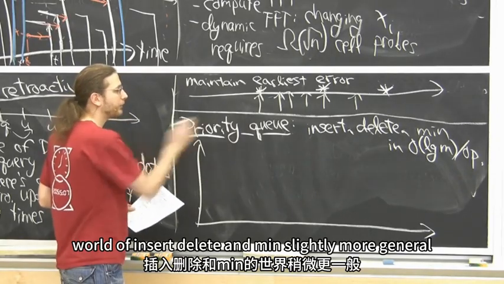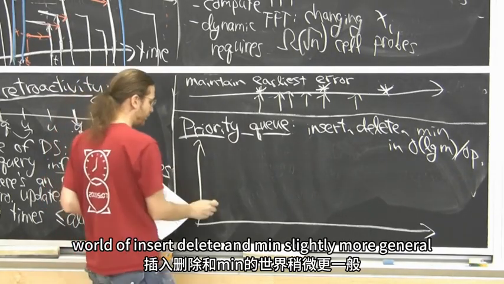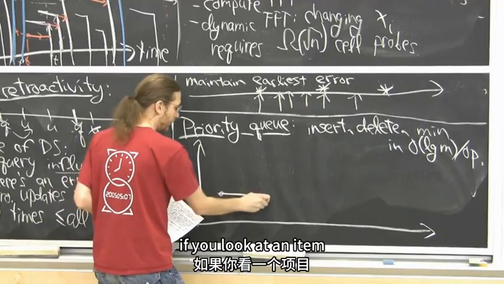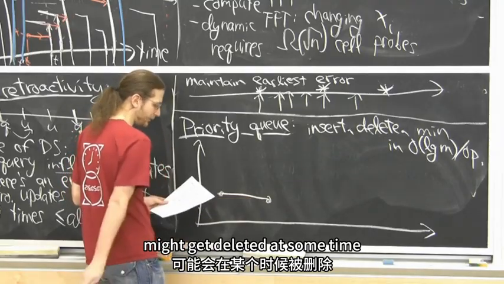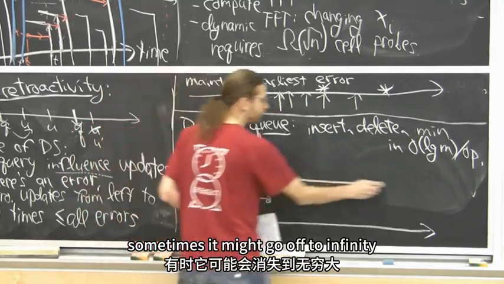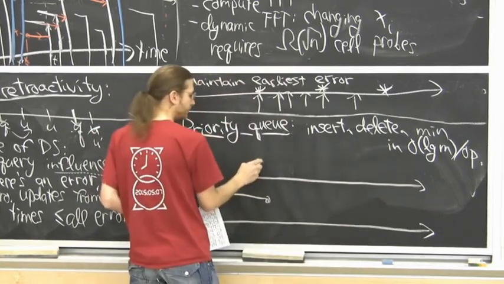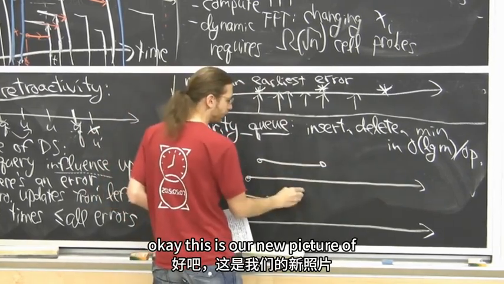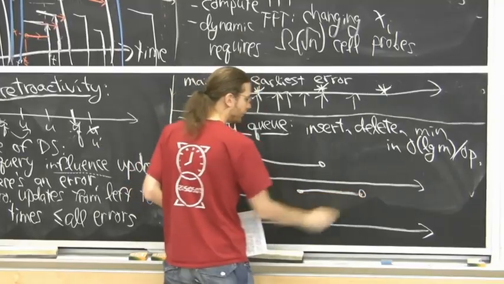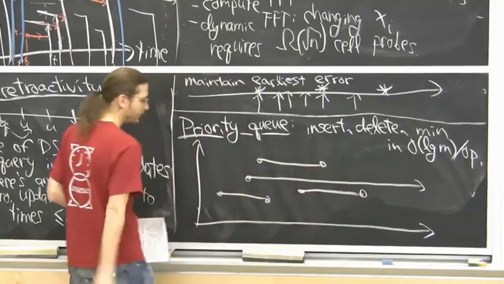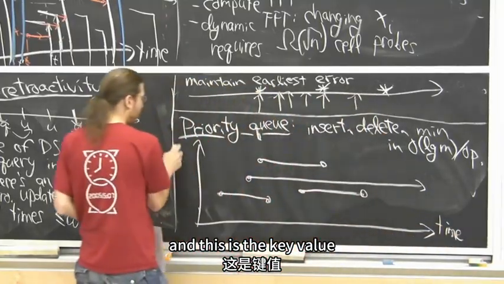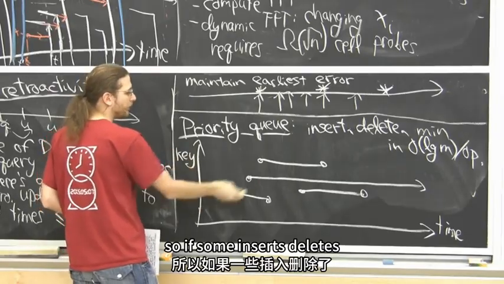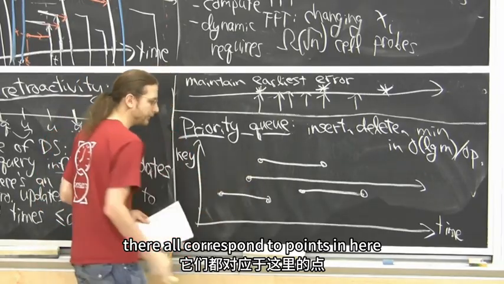So in this new world of insert, delete, and min, which is slightly more general, if you look at an item, it gets inserted at some time, might get deleted at some time. Sometimes it might go off to infinity if it never gets deleted. Okay, this is our new picture of the priority queue over time. So again, this is the time axis, and this is the key value. So you have some inserts, deletes. They all correspond to points in here.